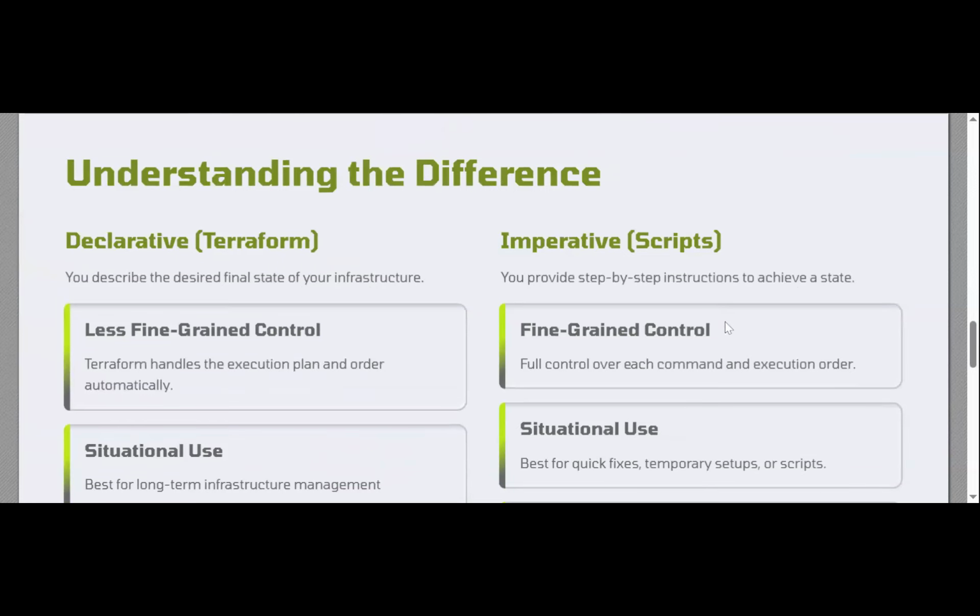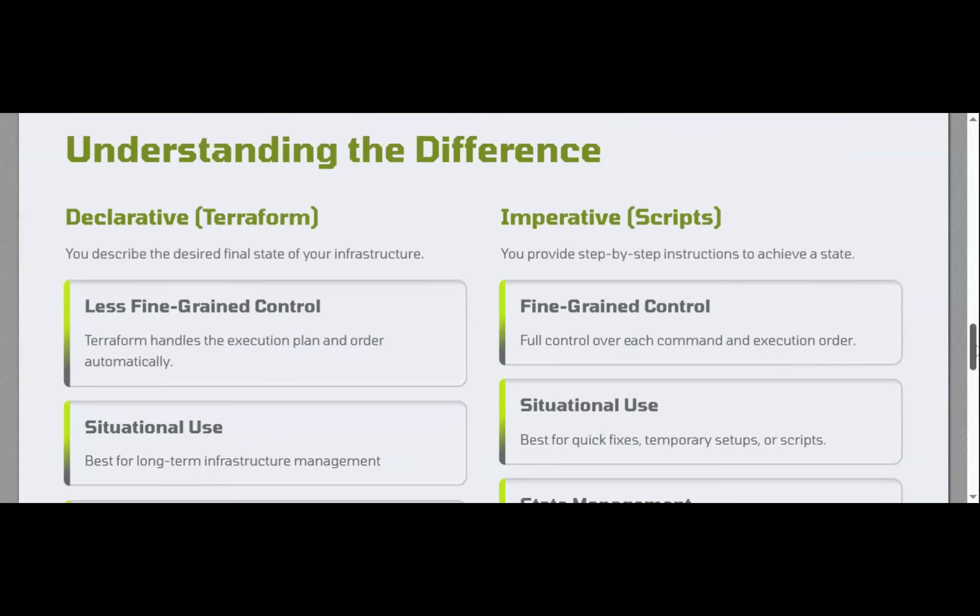Next, understanding the differences. There are two types of scripts in Terraform: declarative and imperative. Declarative is where we describe the desired final state for your infrastructure, what you want the final state to be. And imperative is where we provide step-by-step instructions to achieve a state. So it's like your procedural language.